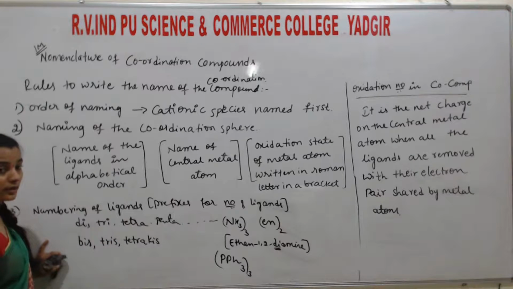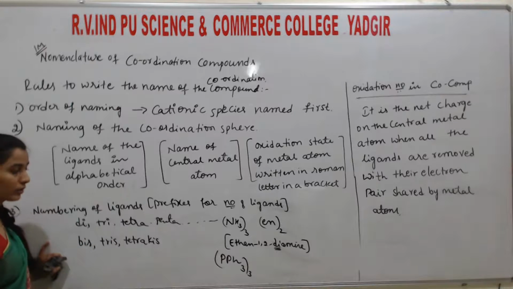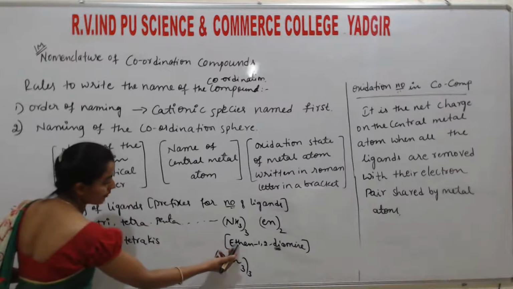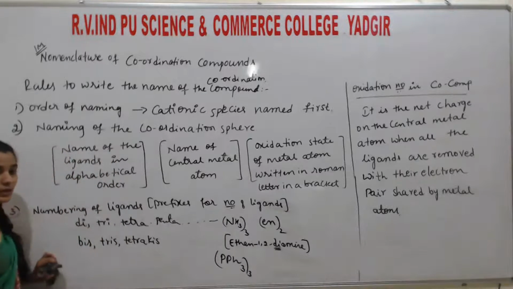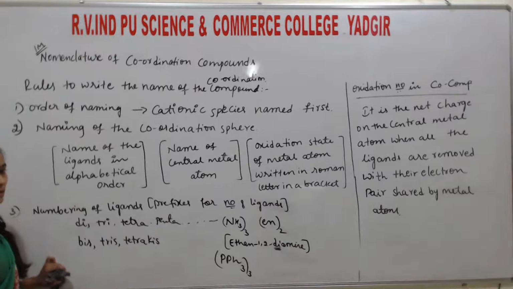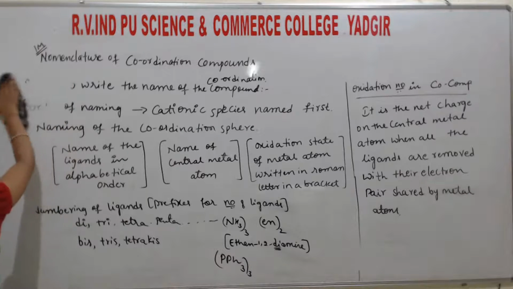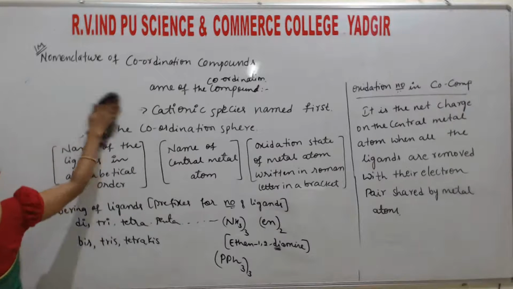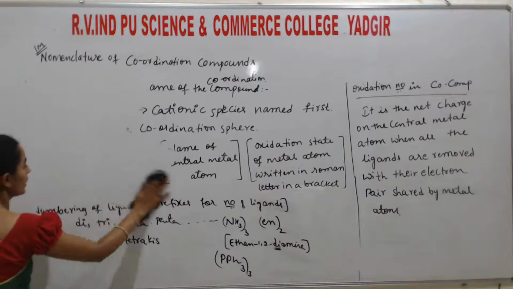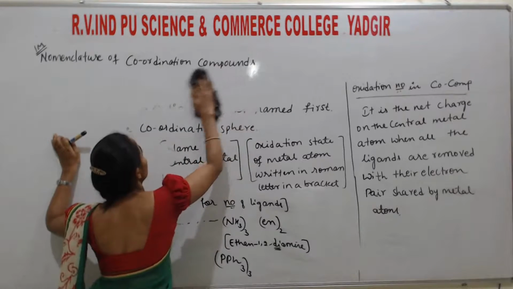If they don't contain any prefixes like di, tri, tetra in the name, then they follow those. Examples of the others are ethane-1,2-diamine and triphenylphosphine. If this type of ligand is there, then the prefixes follow the bis, tris, tetrakis pattern. Okay, so this is all about the nomenclature. You remember these three things. I will write one or two formulas here and explain how to write the name of the complex. Then you will come to know easily, as I told you, students.